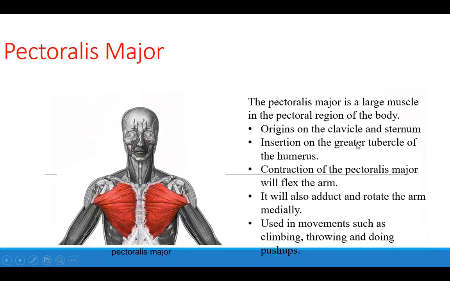Pectoralis major. On the pectoral region of our body, we know where the pecs are. They are large muscles. We use the pecs if we are doing push-ups, if we're climbing, sometimes if we're throwing things. They are very powerful muscles. They insert onto the humerus.